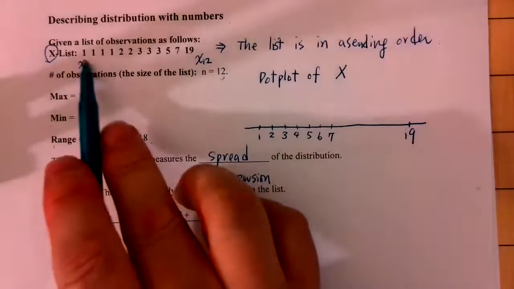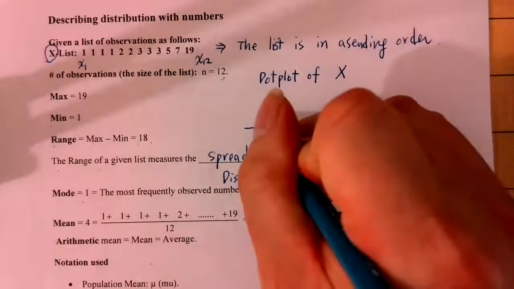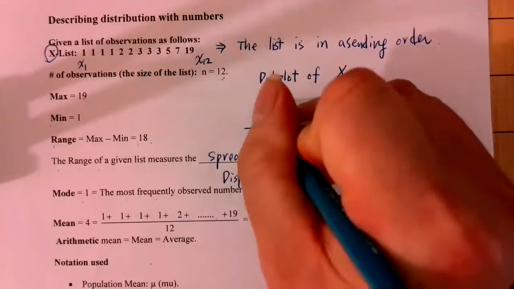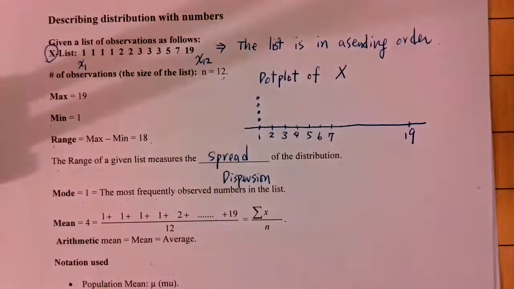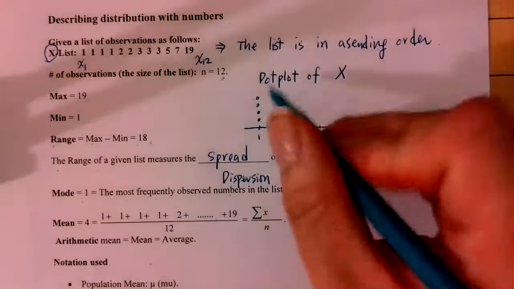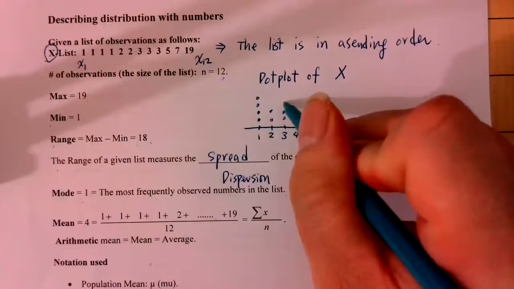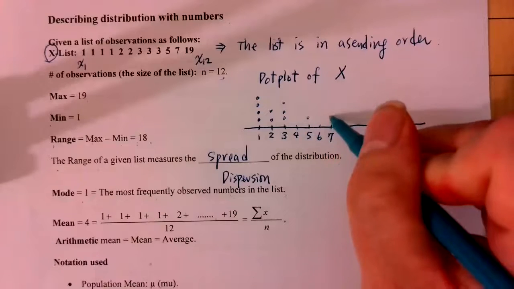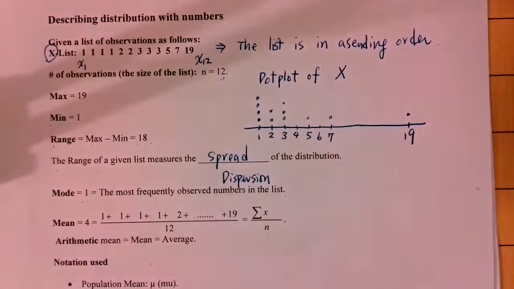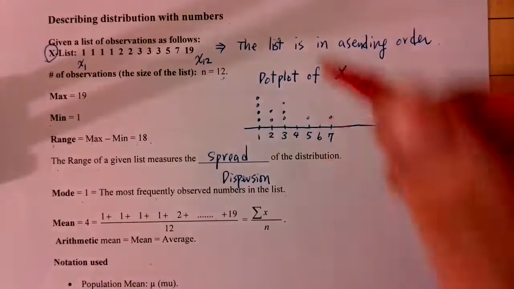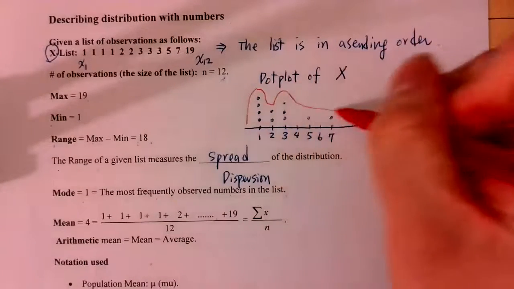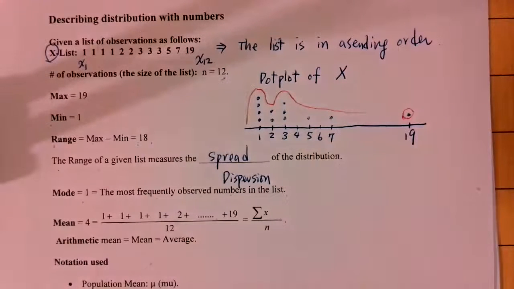So look at the list. 1, 1, 1, 1. You have four 1s. Two, two. Three, three. Then 5, 7, 19. Then you draw a nice smooth curve that goes through the tops. Okay, this is the big picture.